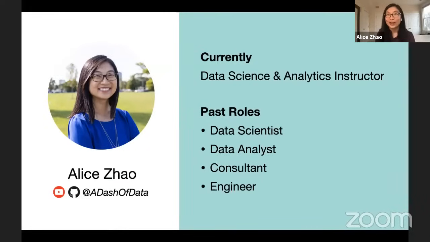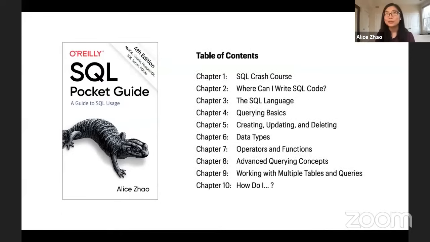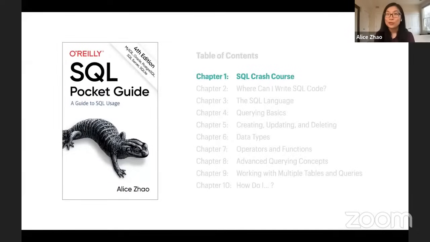I took everything I learned from working in all these roles, from startups to big corporations, and I put them all in this book, SQL Pocket Guide. This is a reference book. It contains 10 chapters on all things related to SQL. My goal was to make a really dense book in terms of information, but very easy to understand. We're going to be focusing on the first chapter of that book today, which is the SQL crash course. I've taken that chapter and blown it up into this hour-long presentation for you today.